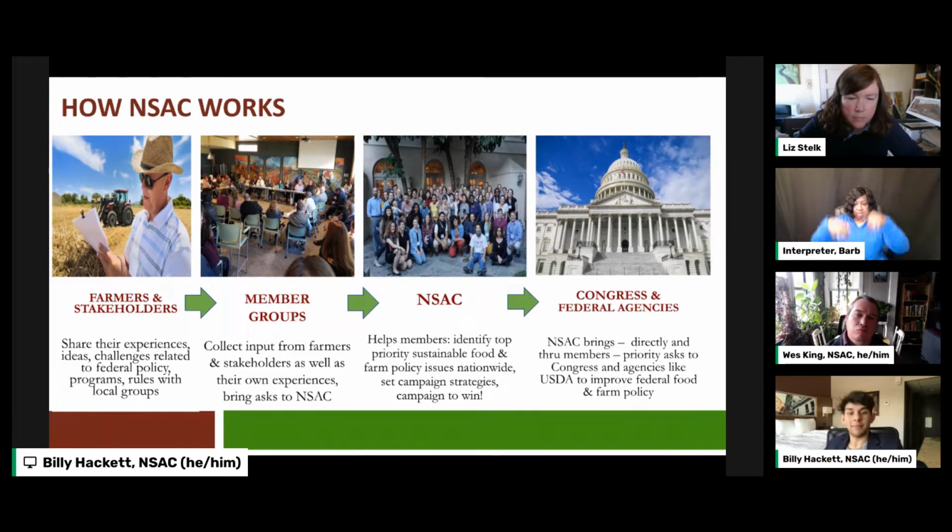At NSAC, we help our members identify top priorities for sustainable food and ag policy, essentially listening to everything that we're hearing going on the ground, needs that are unmet, challenges that need to be overcome. And we translate that into policy, into actionable legislation. And we develop campaigns to win that legislation and to pass it through Congress or to work with federal agencies to implement that legislation. That's the last piece of the puzzle here. We build those relationships and we do that work in Washington, D.C. to make sure that our goals are met and to make sure that our campaigns are won.